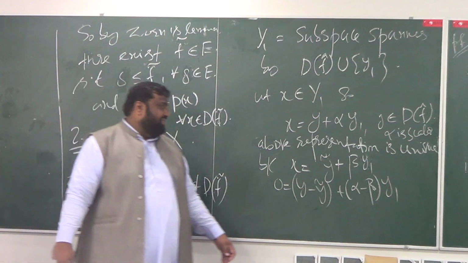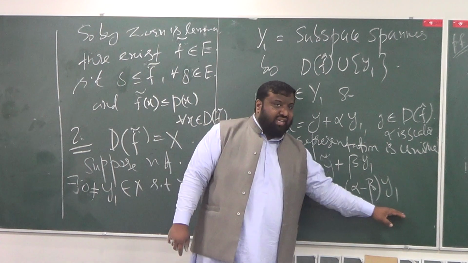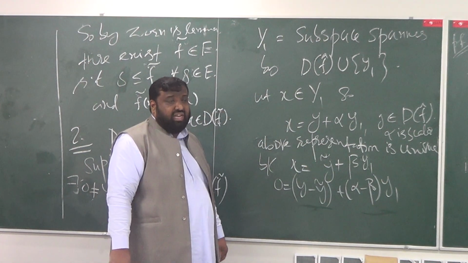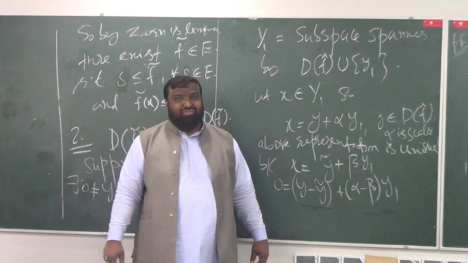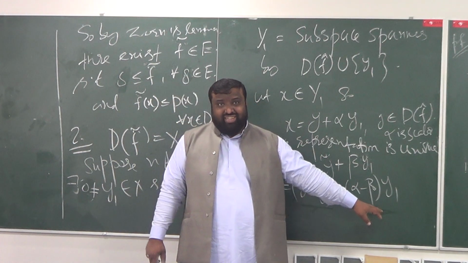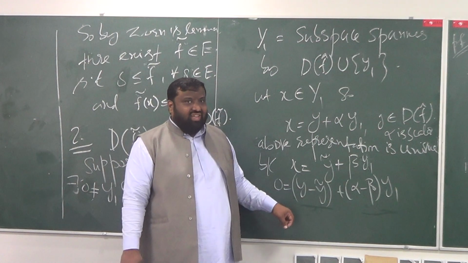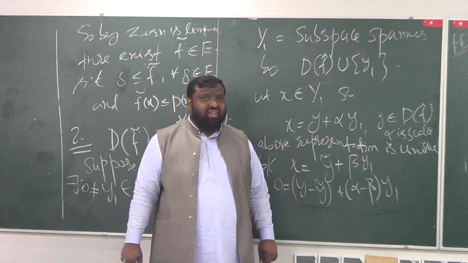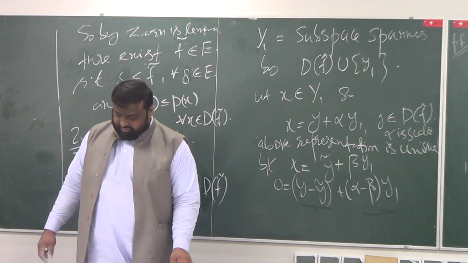So I'm saying that the difference of these two is 0, and y1 is not 0. Imagine that this coefficient is not 0. Then this sum is not 0. So if you want this sum to be 0, then this term and the coefficient must be 0, because there is no other way.